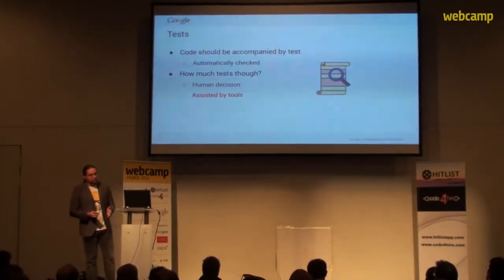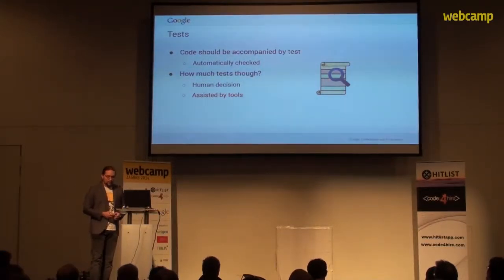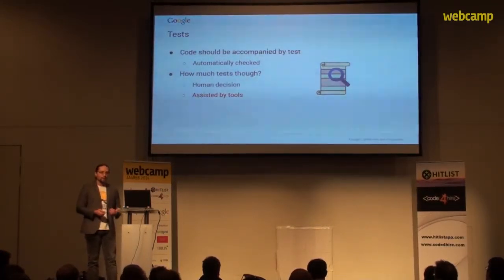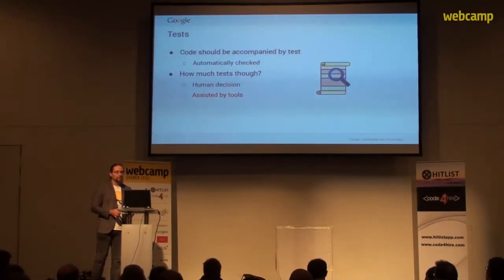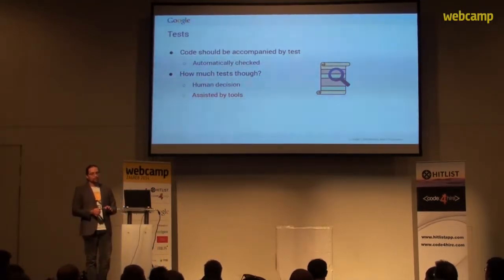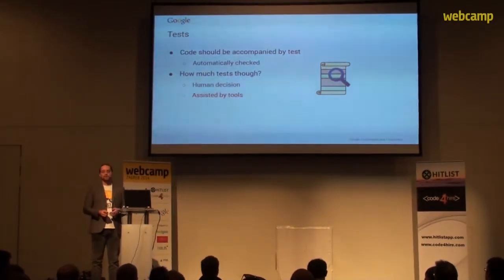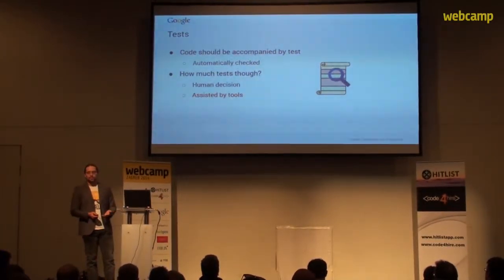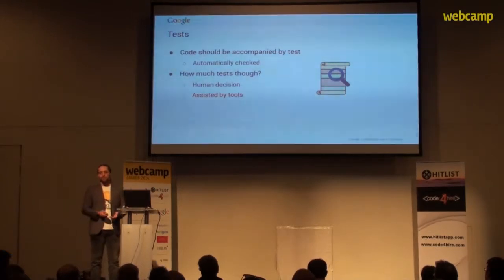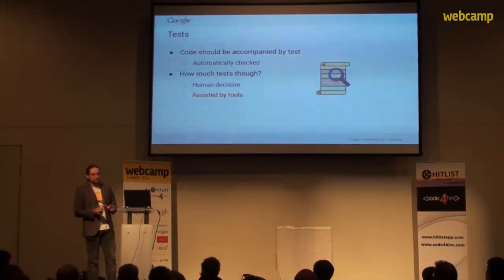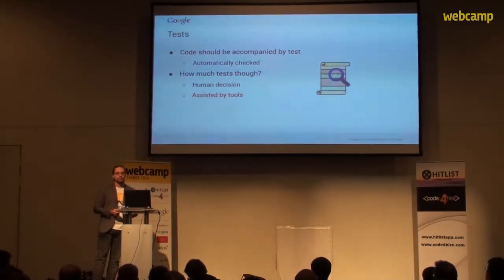So usually during the review process, the reviewer also has to say whether or not you've done enough testing. Generally, within the company, we agree that every piece of code should be accompanied by testing. And this is reasonably easy to automatically check. You can just see whether or not a test exists. But how much testing, though? Now that's a difficult question to answer, right?